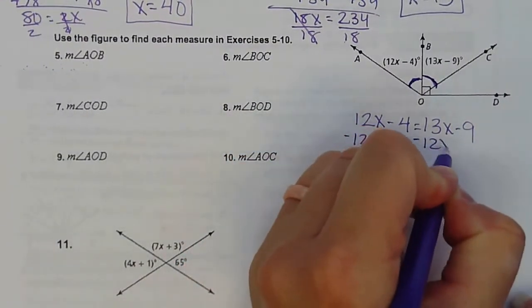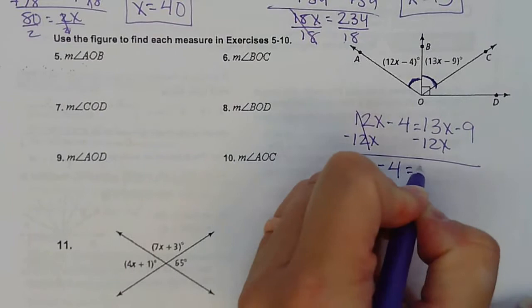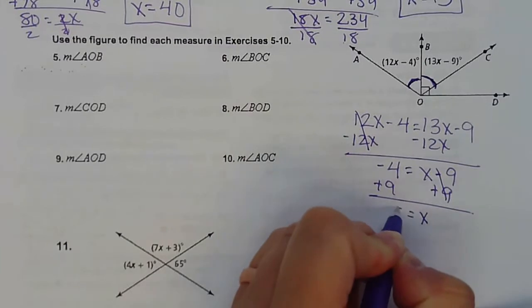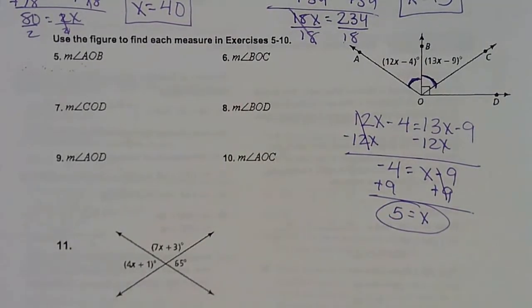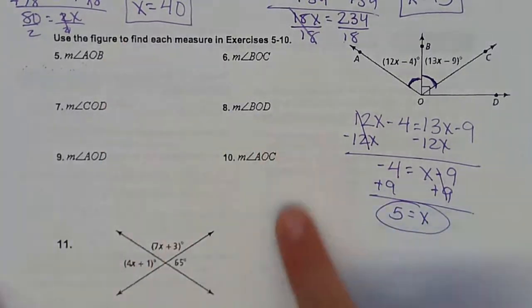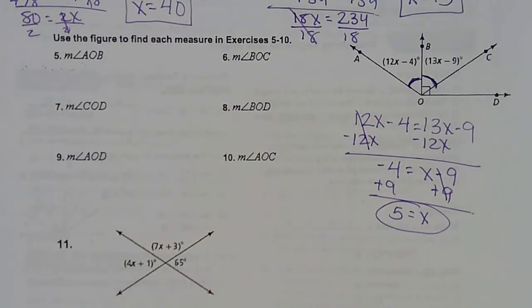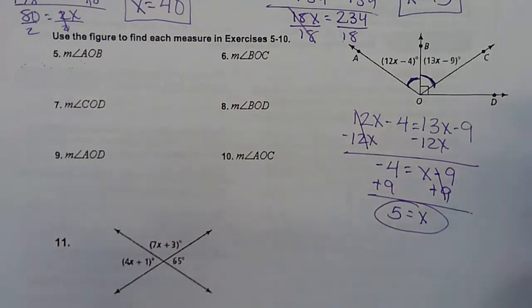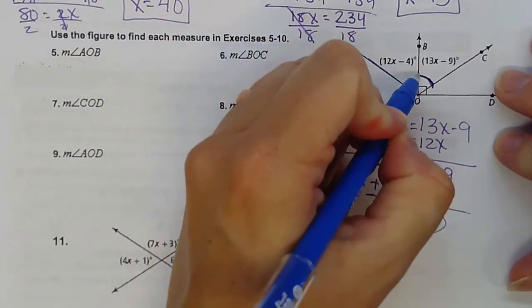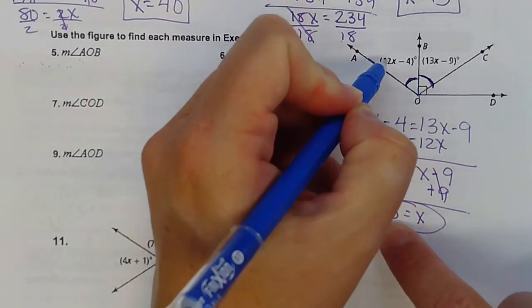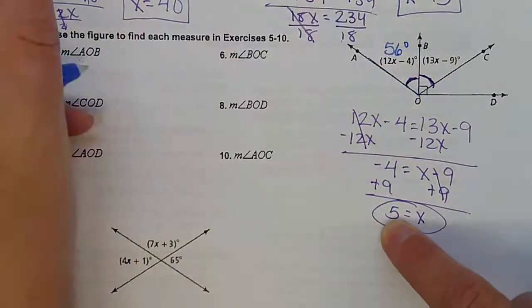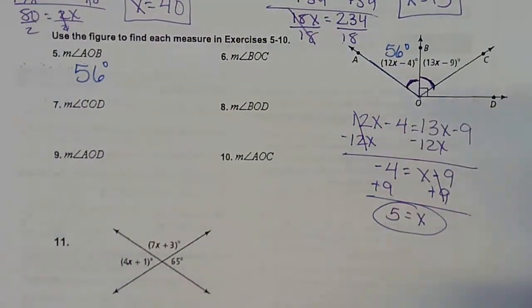Subtract 12x, negative 4 equals x minus 9, add 9, and you get x to equal 5, which is great, but that's not really what they're looking for. They want all of these different angle measures, so you are going to be using some angle addition. For the first one, they want the measure of angle AOB. AOB is this angle right here. So I'm going to plug the 5 in. 12 times 5 is 60. 60 minus 4 is 56 degrees. So this is 56. And I'm going to label on my picture as I go.